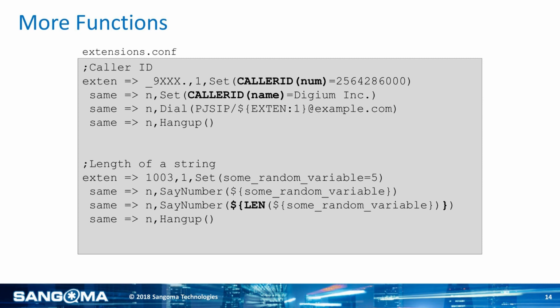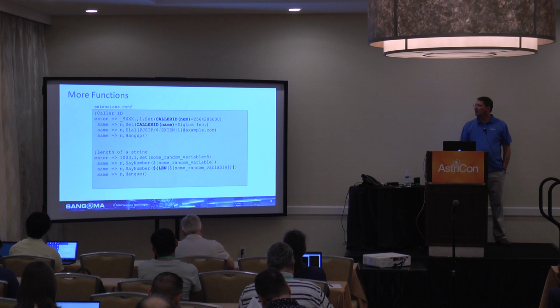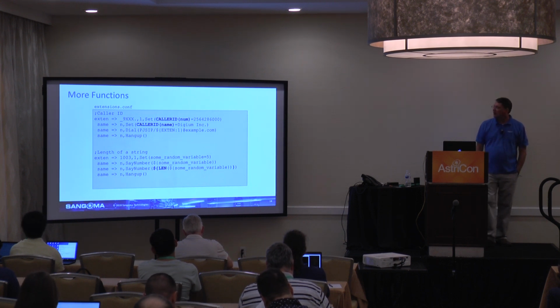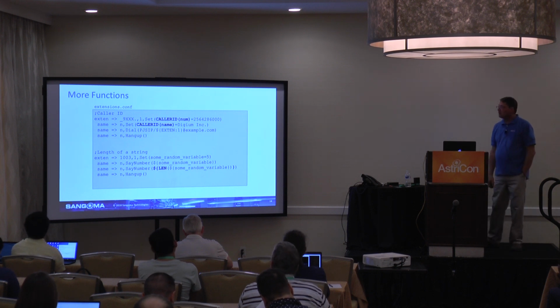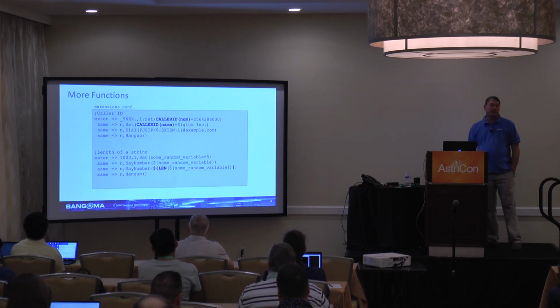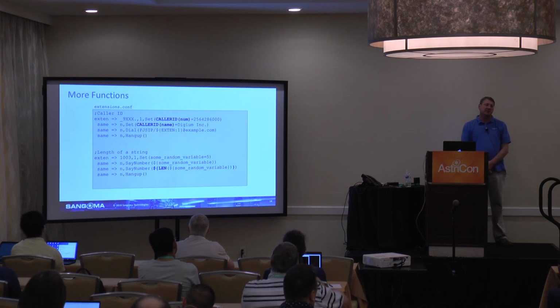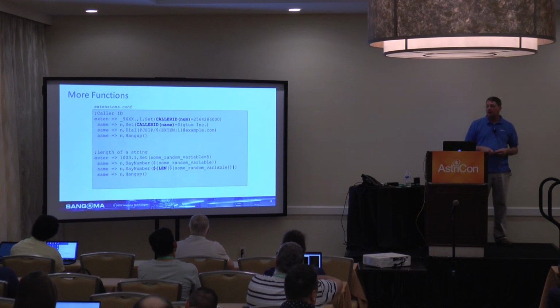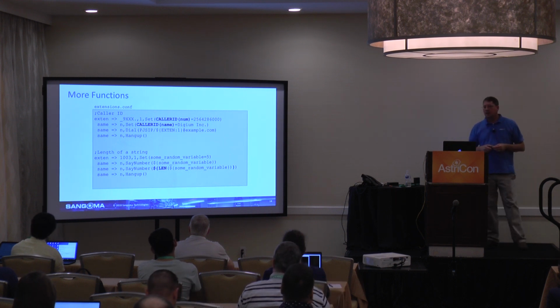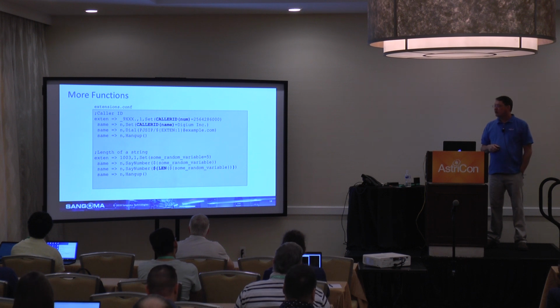In this case, we're sending the call out some PJSIP trunk to some example.com company that's our telephone service provider, and it will send out 256-428-6000 as the number and Digium Inc. as the name, assuming that carrier allows you to set caller ID. A lot of them do not allow it anymore, or it only allows it to be set to a certain range of numbers you own, which is a good thing. A lot of caller ID spoofing going on nowadays that is annoying.